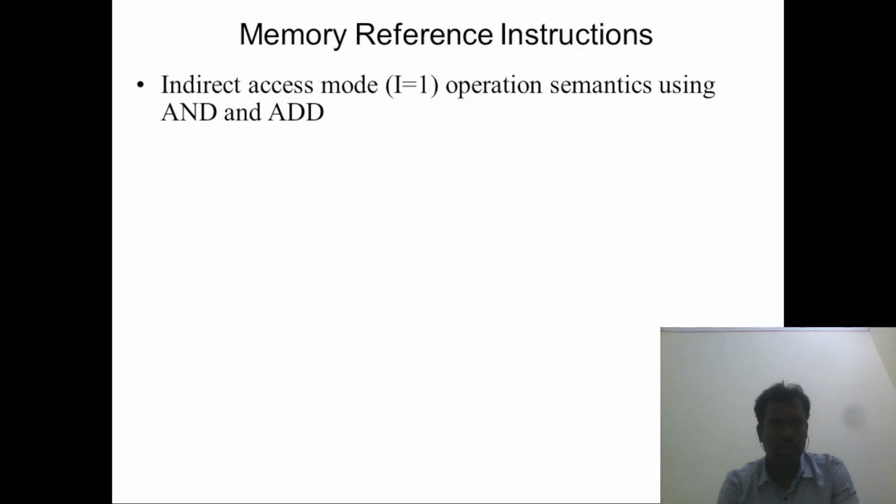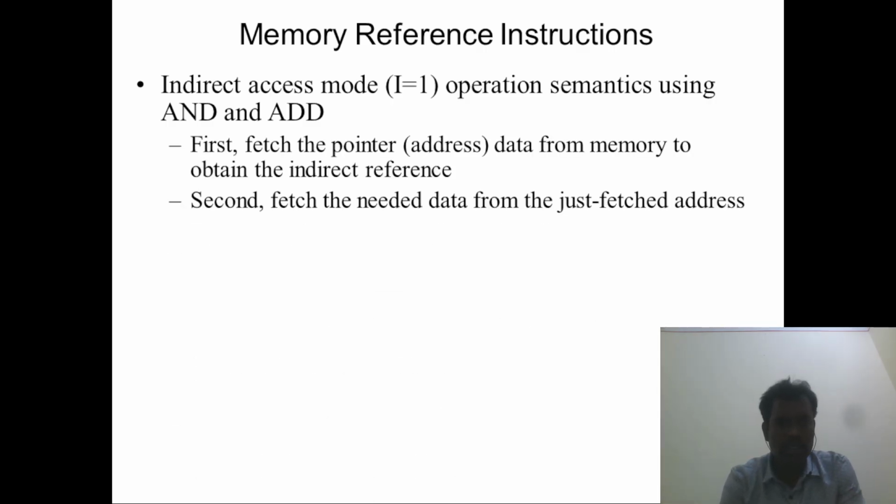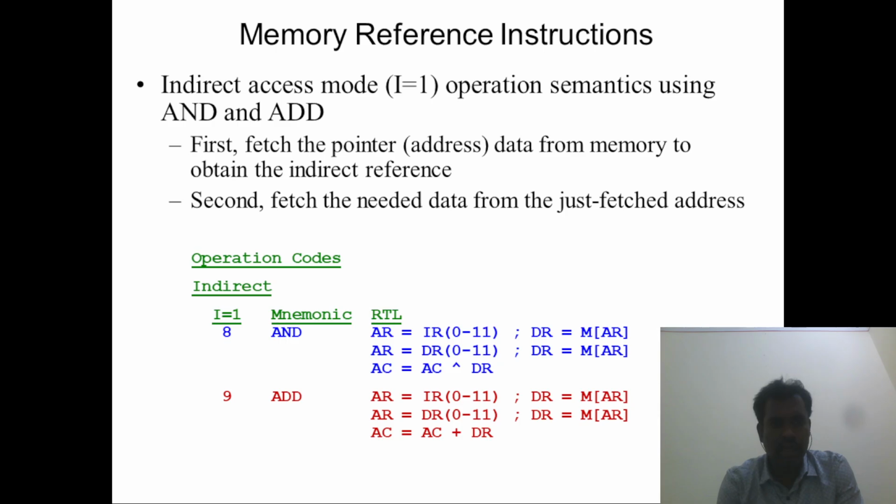So suppose this instruction, when I is equal to 1 and the mnemonic is 8, that is opcode 8, the AND operation it has to perform is accumulator with DR. What is DR actually? Previously DR was only the first one: M of AR is transferred to DR. But one more time it has to do this. So the DR value will be transferred to AR. Again, M of AR will be transferred to DR.